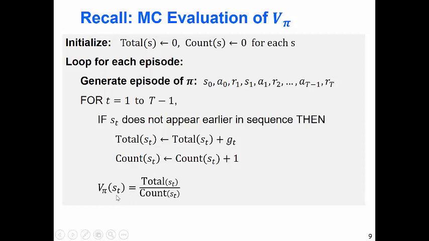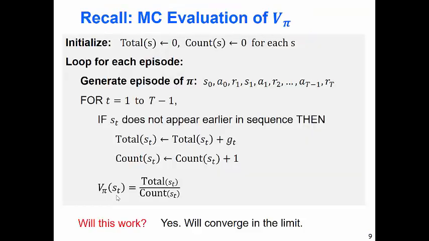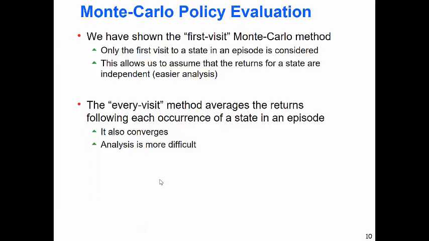In this case, we were just looking at the first time a state occurs in a sequence. We only consider it once. You can consider it multiple times, but the analysis of that algorithm is a little more complicated. And we said that this will work in the limit because in the limit, averages converge to expectations. Ultimately, that's why this works. It's the law of large numbers.